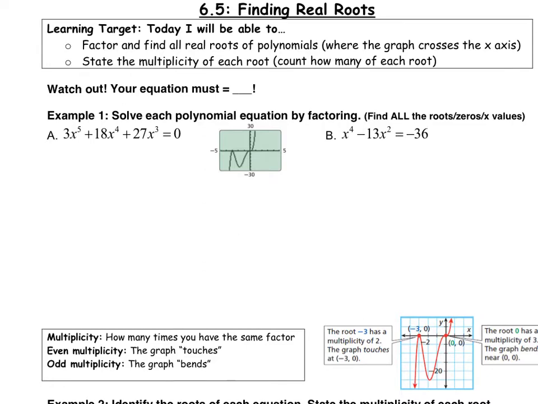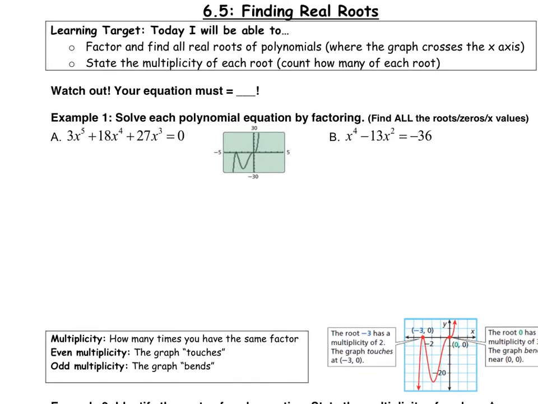In order to factor anything with an equal sign in it, it must be set equal to 0. So it looks like example A is already set equal to 0, so we can go ahead and start factoring by looking for the first thing, which is, is there a greatest common factor. It looks like all the numbers can be divided by 3, and we can divide each of them by x to the third as well.